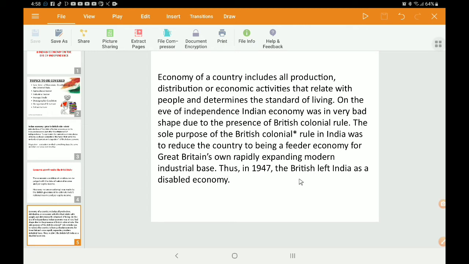Thus, in 1947, the British left India as a disabled economy. Disabled means a very low economic growth. Our country had a very low economic growth, so it is called a disabled economy.